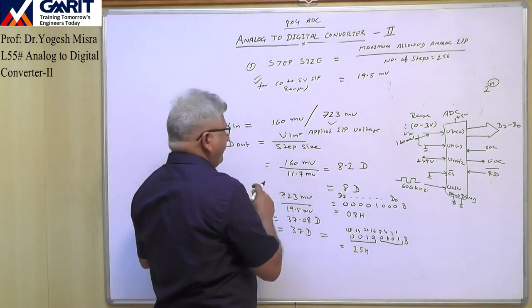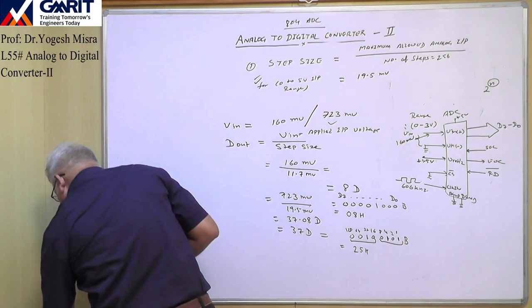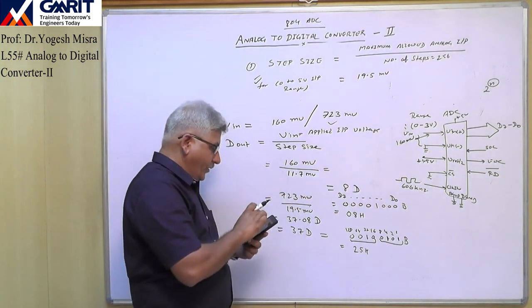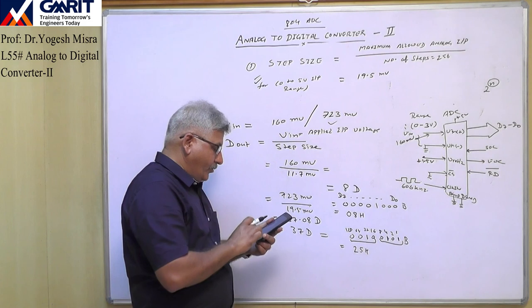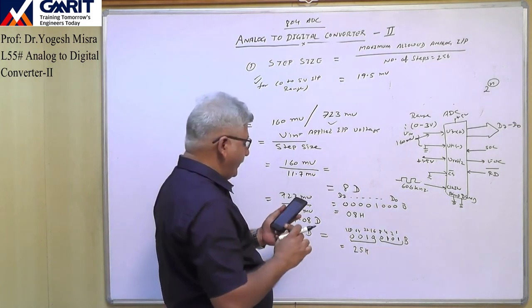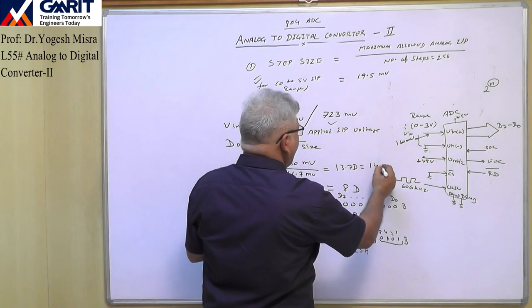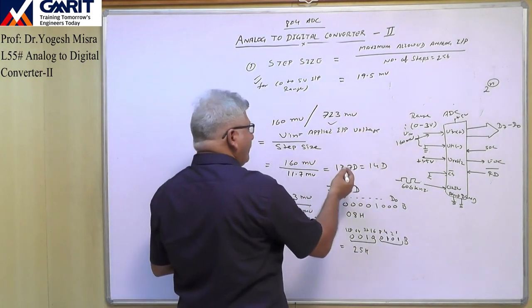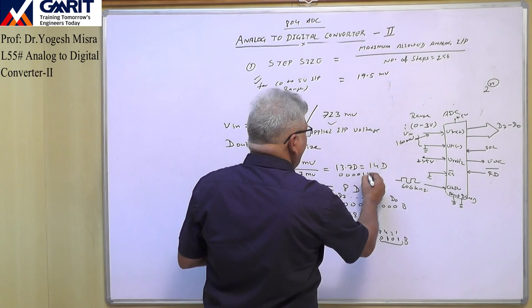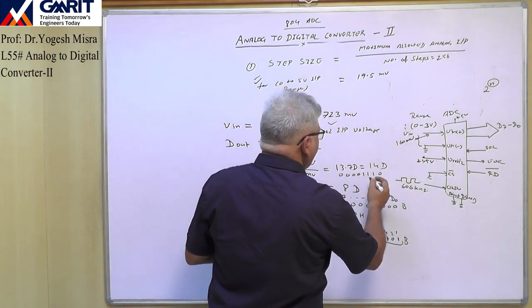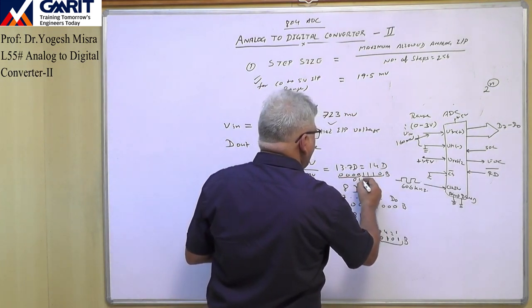So in this case, the step size is 11.7 millivolt. If the input voltage is 160 millivolt, this value will change. 160 divided by 11.7 will be 13.7 in decimal. We convert it to round figure, so it will be 14 in decimal. And 14 decimal written in binary is 0000 1110. In hexadecimal it is 0EH.